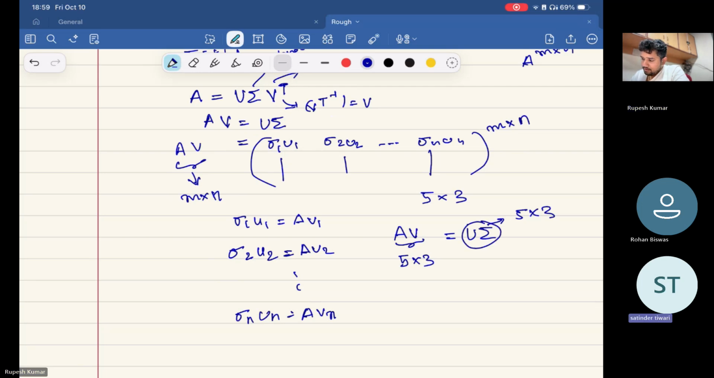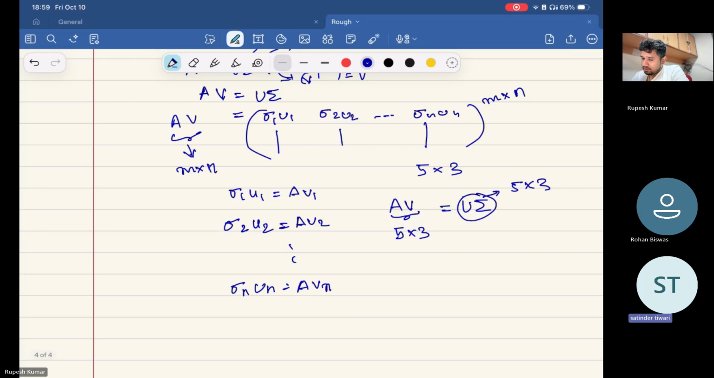Now from here, can you figure out the singular values? Again, when you do this, the most beautiful thing that happens is you will observe this kind of pattern on the right hand side: sigma i into ui, where sigma i is a scalar and you know that value. So you can do the scalar division, right? So from here you can figure it out. Is this clear?